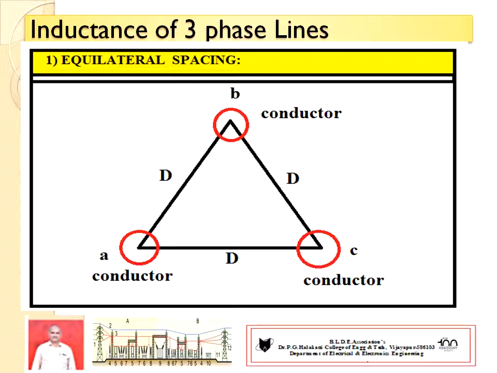So you see there A, B, C, three conductors are placed at the corners of an equilateral triangle and which are having a distance of d meters. All distances are the same in an equilateral triangle. So you have to consider A is one conductor, B is another conductor, C is another conductor which are placed at equilateral spacing.